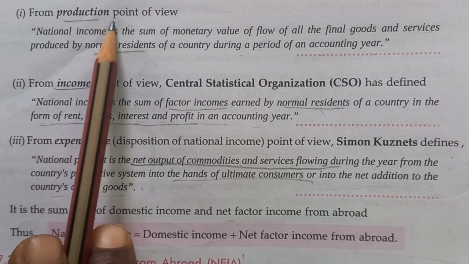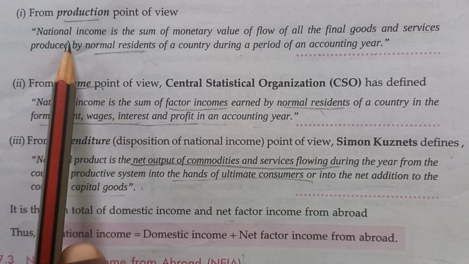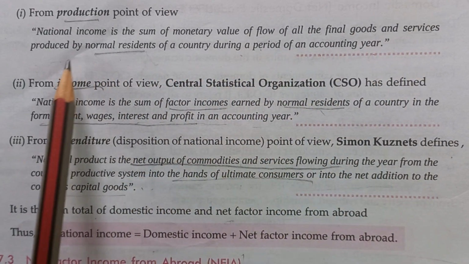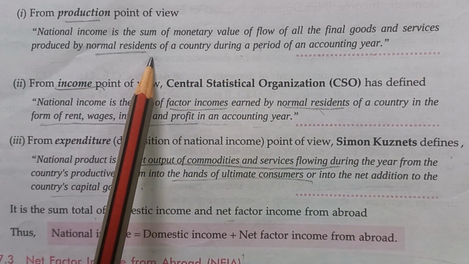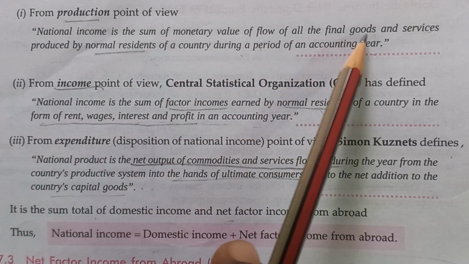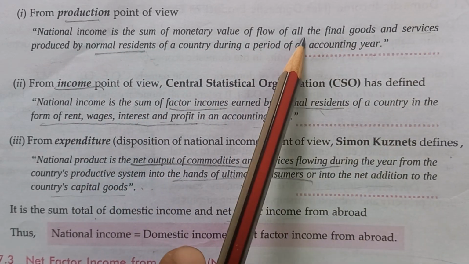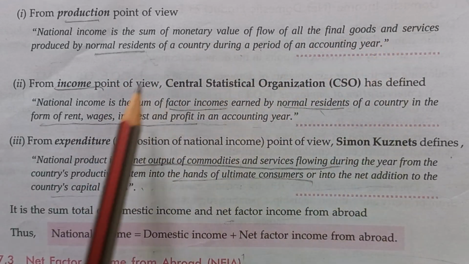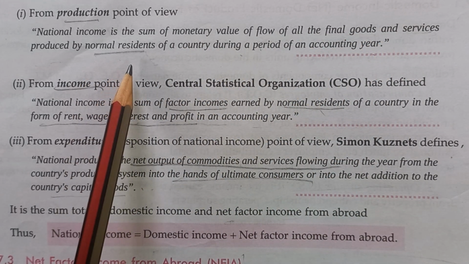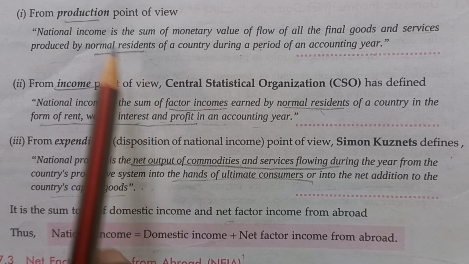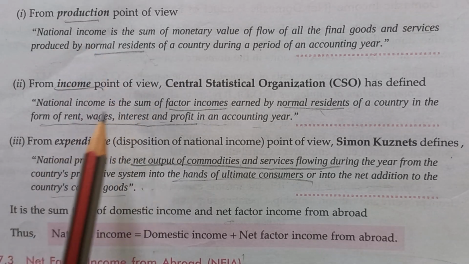Under the point of production, national income is the sum of monetary value of flow of all the final goods and services produced by normal residents. So, it is the sum of monetary value of flow of all final goods and services. The monetary value of final goods and services are added, which was produced by the normal residents, that is under production point of view.